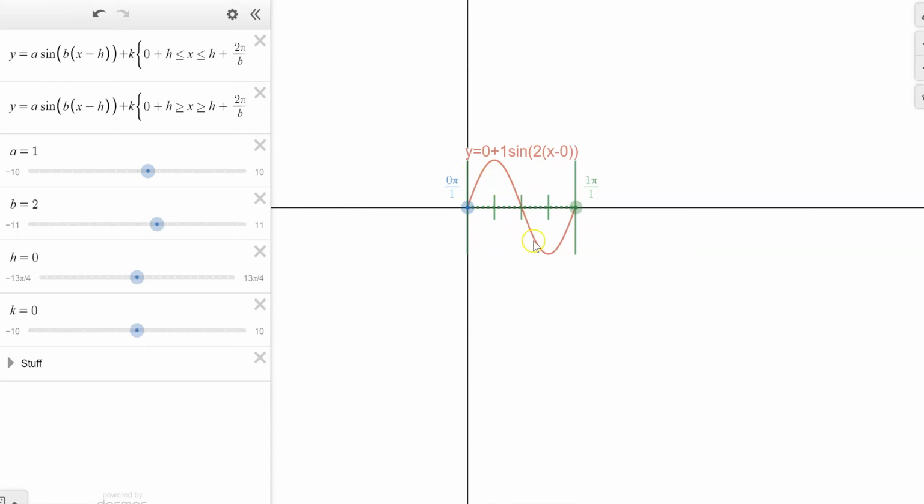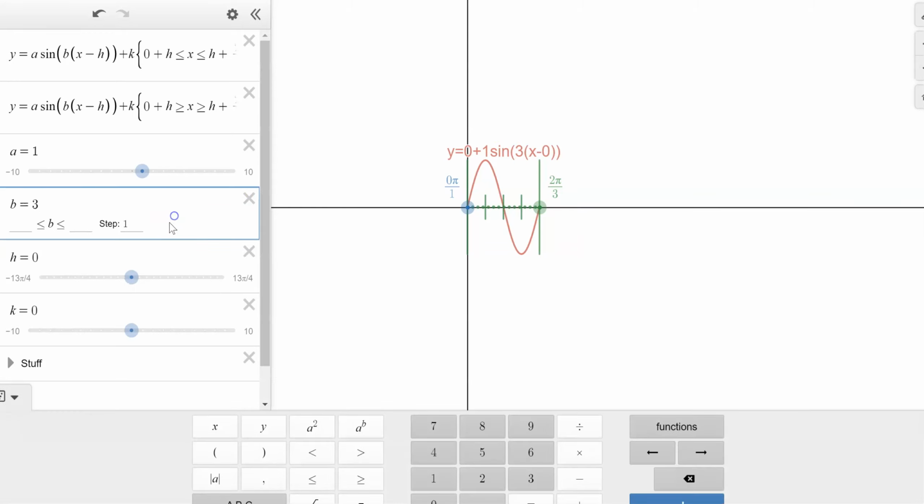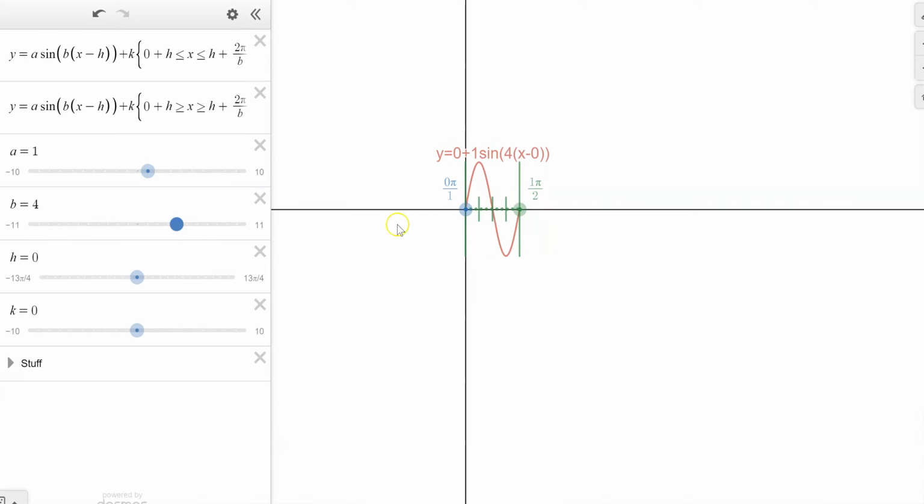So our period will happen 2 times within the normal 2 pi period. And so that's why we always do 2 pi divided by that number. So if it's a 2, 2 pi divided by 2 is pi. And if it's a 3, that's literally 2 pi over 3 right there. And if it's a 4, well, 2 pi over 4 is pi over 2 right there, see? And so if I went to 5, it's going to happen 5 times as fast.